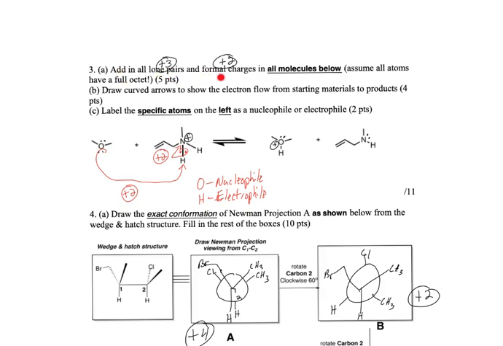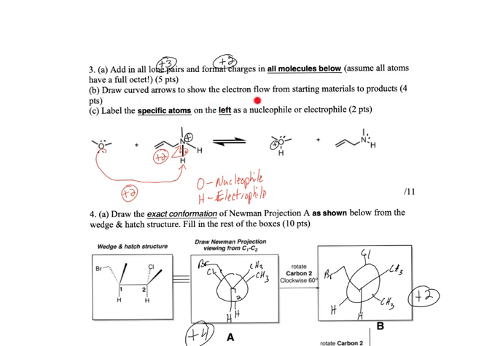Add all the lone pairs and formal charges in the molecules below. Assume all atoms have a full octet. So let's do that first. Oxygen with 2 bonds, 2 lone pairs. Nitrogen, 4 bonds, show a plus charge. Oxygen, 3 bonds, has a lone pair and a plus charge. Nitrogen, 3 bonds, has a lone pair. Make sure you can do that stuff first.